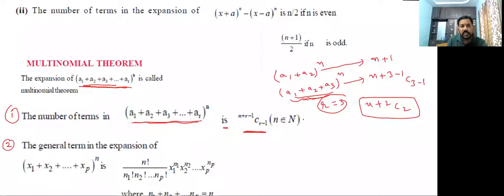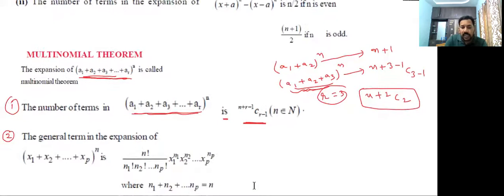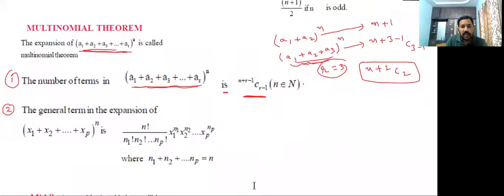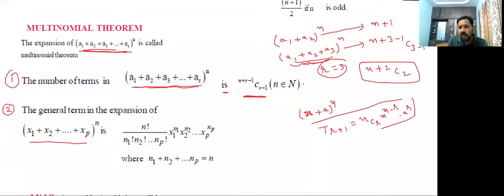Okay, next see the second formula, the general term in the expansion of (x1 + x2 + ... + xp) whole power n. How to write the general term? In the binomial expansion of (x + a) whole power n, how are we writing the general term? t(r+1) equals nCr into x power n minus r into a power r. This is the general term in the binomial expansion.